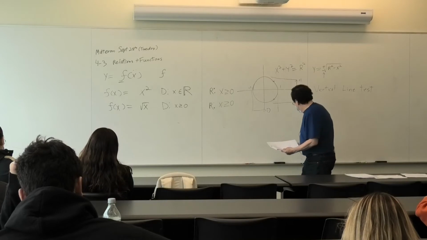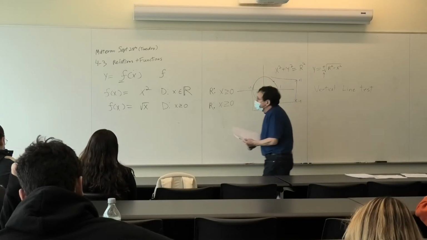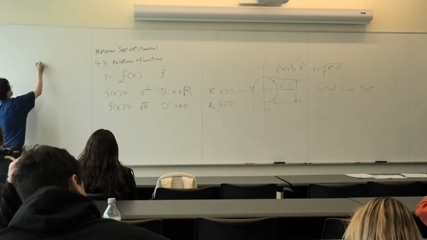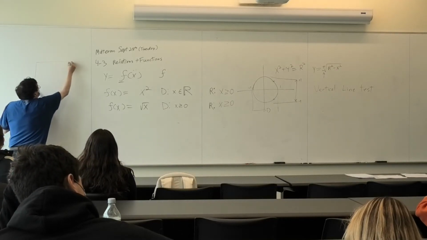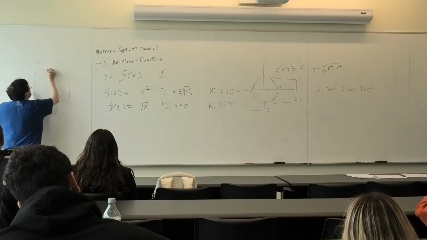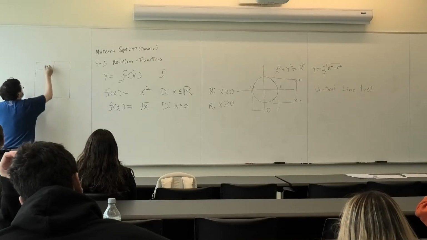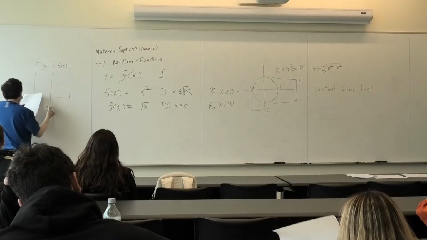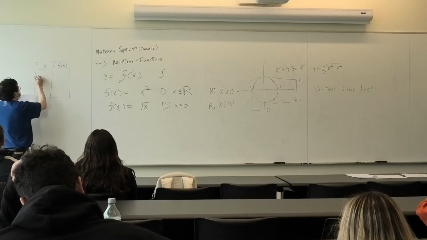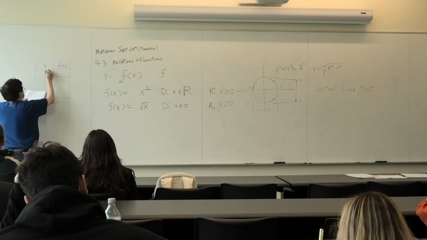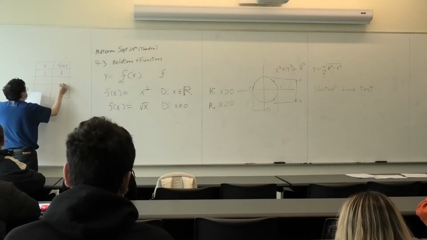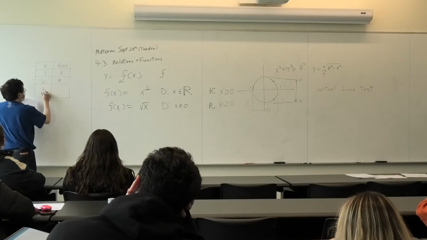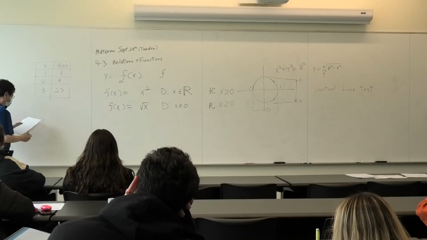You can list in a table. This is a perfectly good way to describe a function. I'll label it. Here's my x, here's my f of x. So I'm just going to use numbers here. So 1 goes to 3, 2 goes to 9, 3 goes to 27.